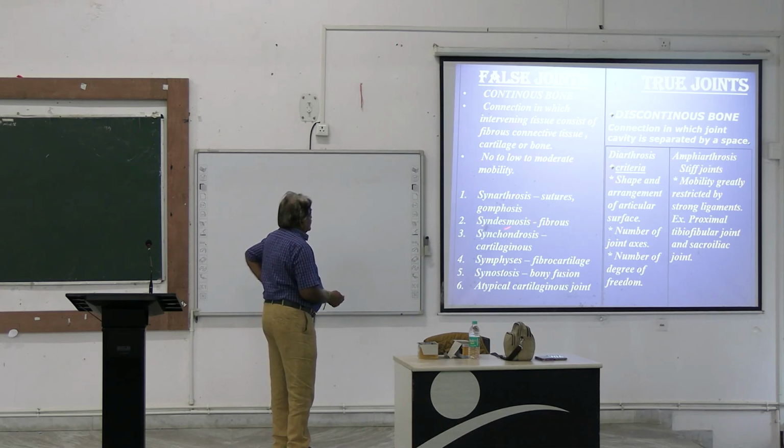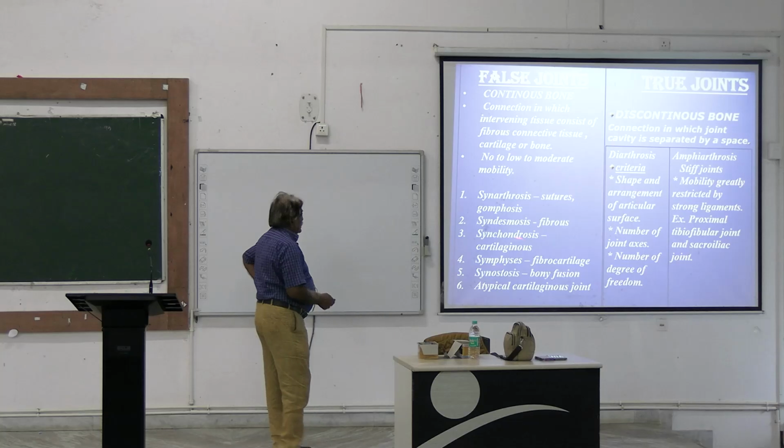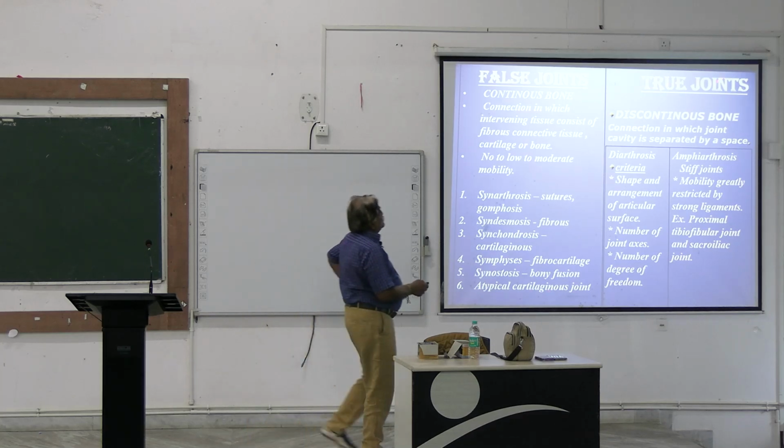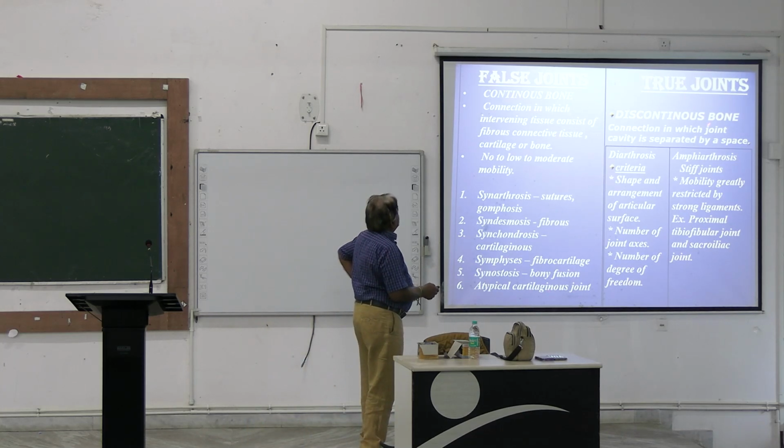Diarthrosis, fibrous, synchondrosis, cartilaginous, symphysis, fibrocartilage, synostosis, bony fusion, atypical cartilaginous joint. Now, true joints are discontinuous bone connections in which the joint cavity is separated by a space. Diarthrosis criteria: shape and arrangement of articular surface, number of joint axes, number of degrees of freedom.